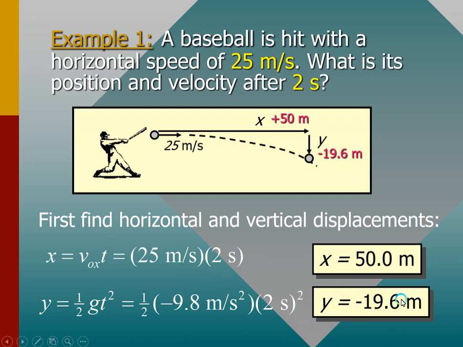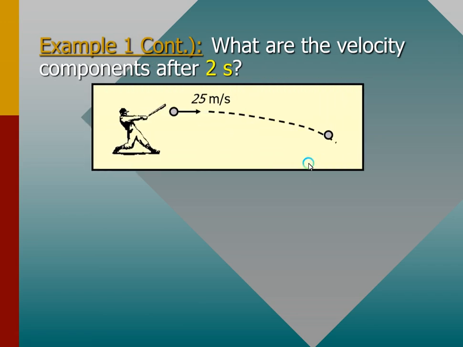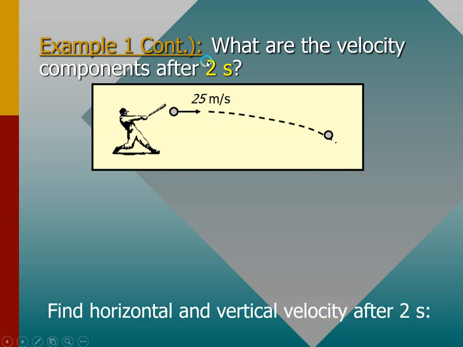What does negative 19.6 meters mean? It means it is below your initial point. Anything above your initial point is positive; if it goes down, below your initial reference point, that will be negative. The next question is, what are the velocity components after 2 seconds? What is being asked is the x and y components of the velocity when the time is 2 seconds.